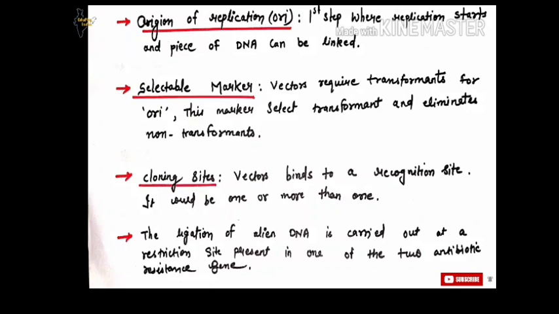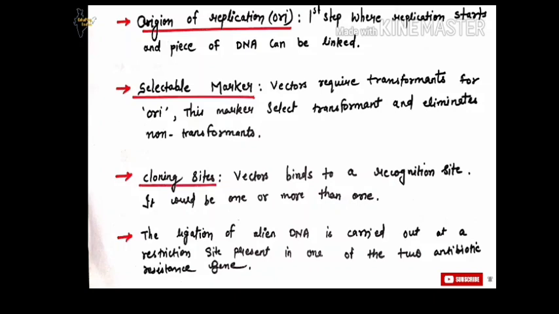Vectors used at present are engineered in such a way that they help easy linking of foreign DNA and selection of recombinants from non-recombinants. Now the following different steps are required for cloning vectors. Here you can see the origin of replication, selectable marker, and cloning site.